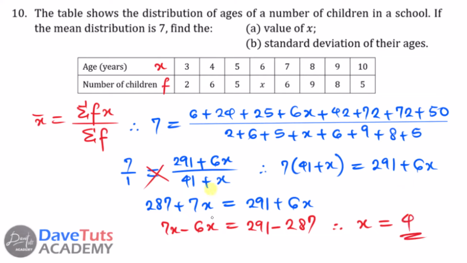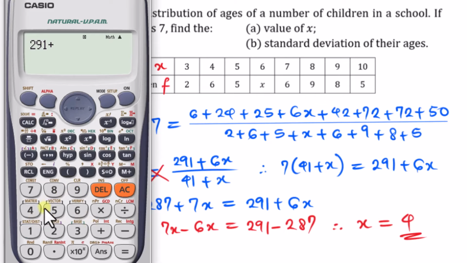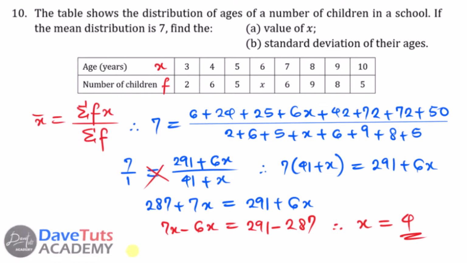291 plus 6x will be, if x is 4, that will be plus 24. That's 315. Okay, 41 plus x will be 45. So we can say this 315 divided by 45, what's that going to give us? 7. So we are quite on track to get the value of x as 4. Then we can move on to find the standard deviation of the ages of these students.